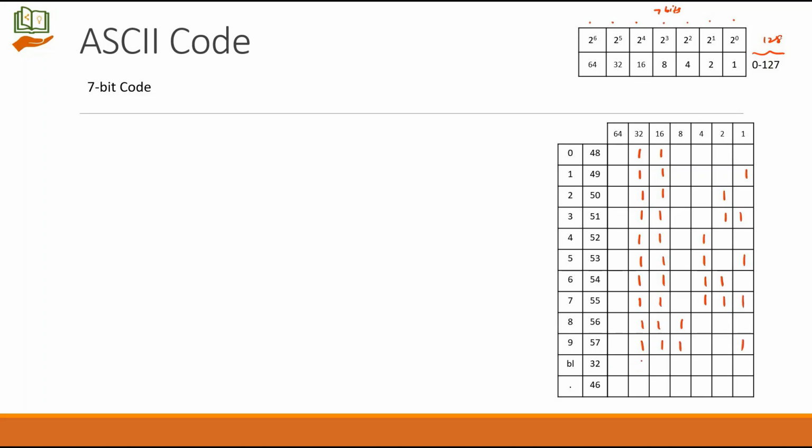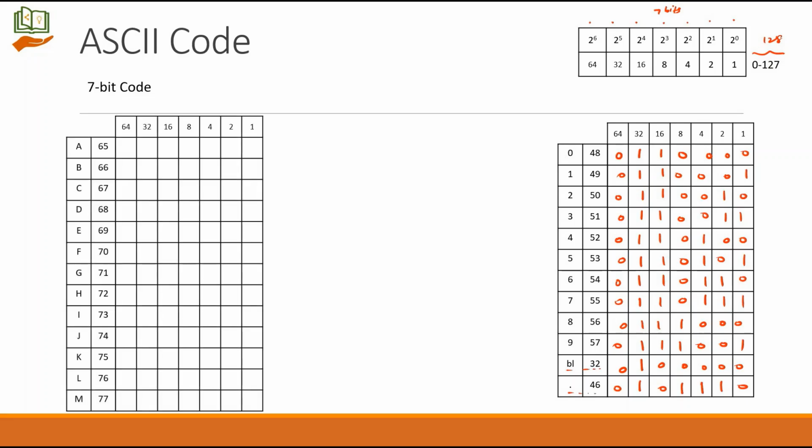32 has only this particular bit as 1. 46 is 32 plus 8 is 40, then 44, 46. The remaining places will be 0. 32 is for blank space or just space. This is the full stop or the period.